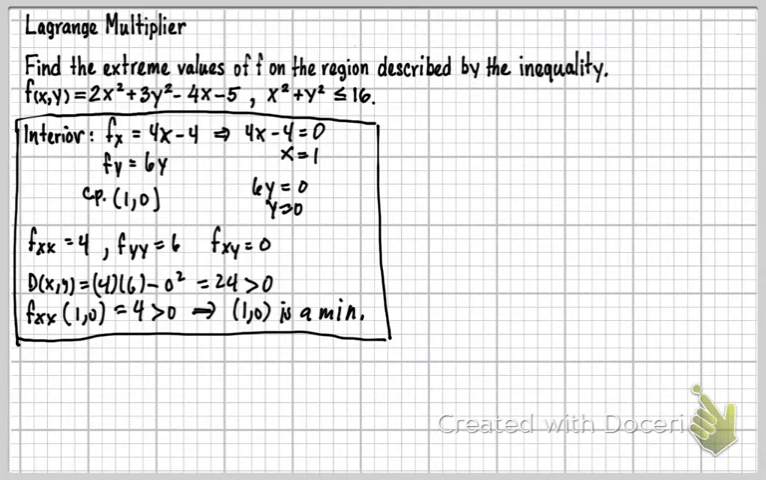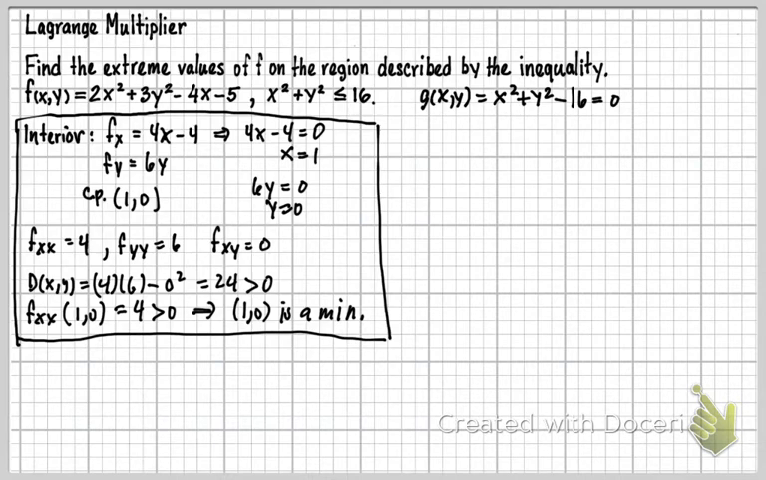This problem is a mix of 4.8, is it 4.8? Hang on. Along with 4.7. So it's both of them that I'm dealing with for this problem. The interior part I did is from 4.7. Now we're going to do the part from 4.8. So now we need to define our g. Our g of x, y is going to equal x squared plus y squared minus 16 equals 0.